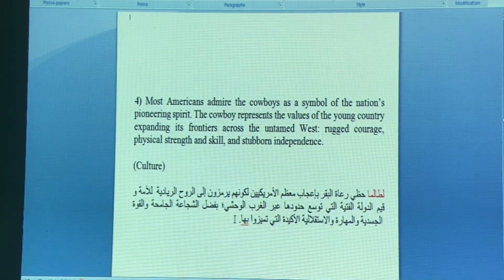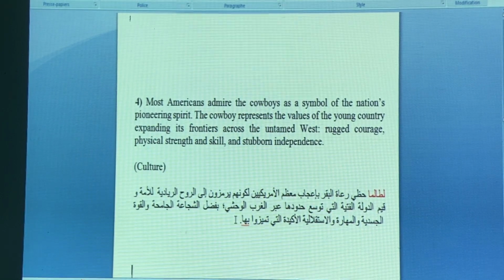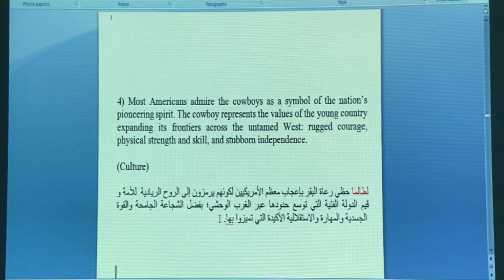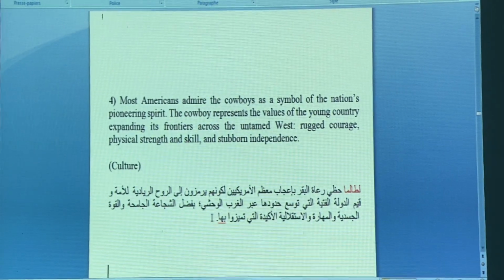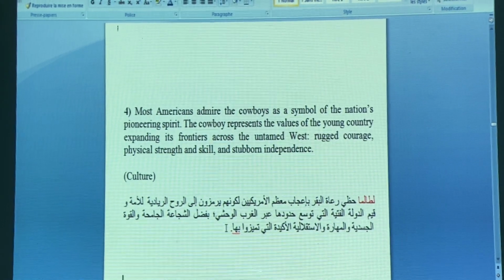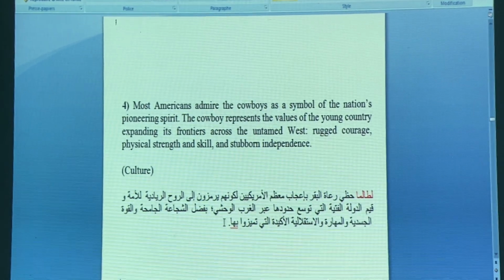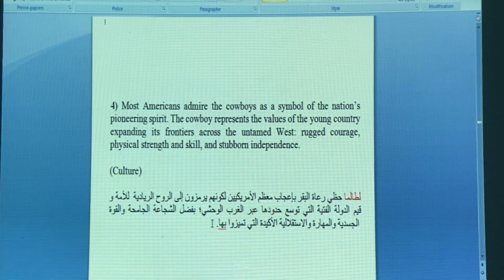Number 4, most Americans admire the cowboys as a symbol of the nation's pioneering spirit. The cowboy represents the values of the young country, expanding its frontiers across the untamed West. Rugged courage, physical strength and skill, and stubborn independence. This has to do with American culture, so the context is culture.